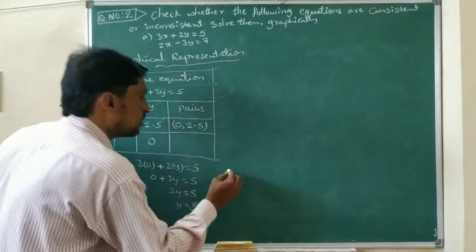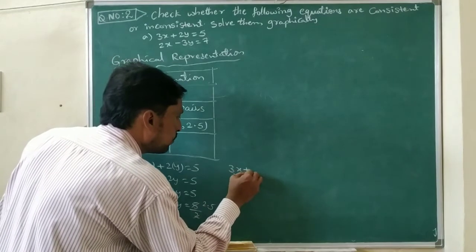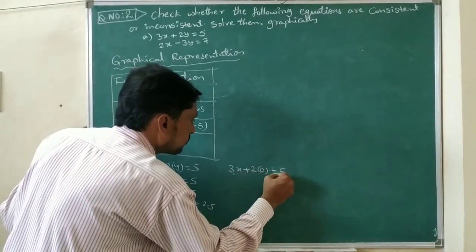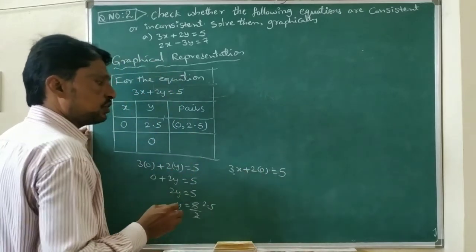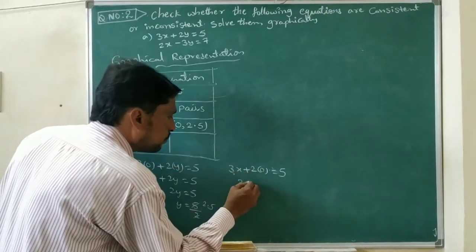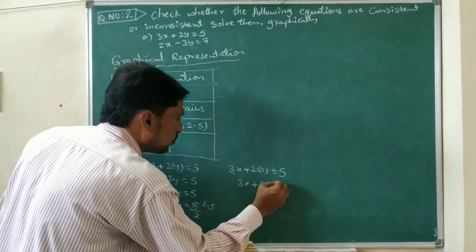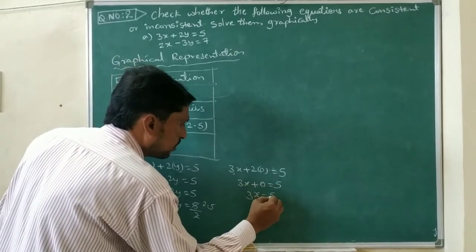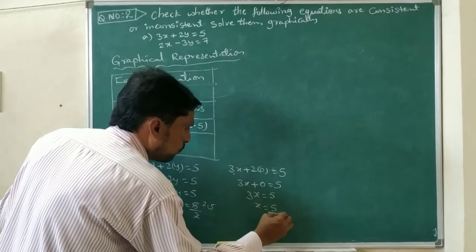Y value we are taking 0 means 3x plus 2 into 0 equal to 5. So y value we took here 0. So 3x plus 2 into 0 equal to 5. So 3x plus 0 is 3x equal 5. x equal 5 by 3.